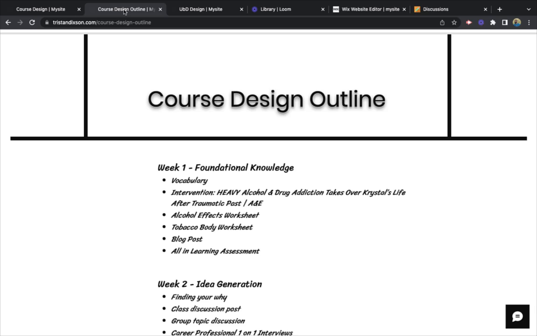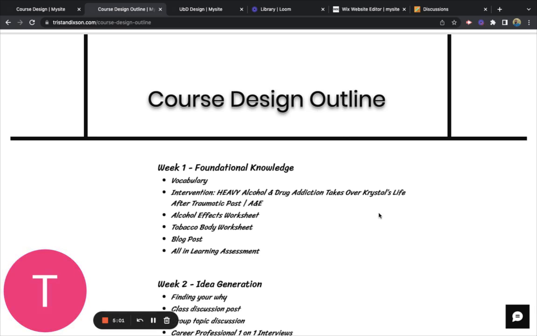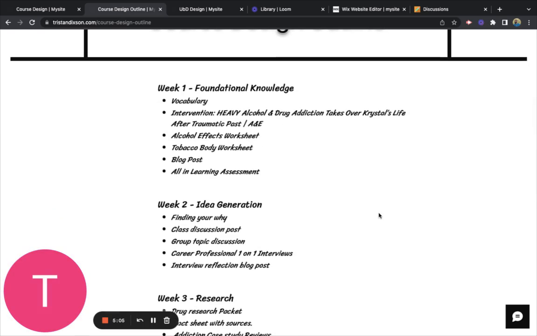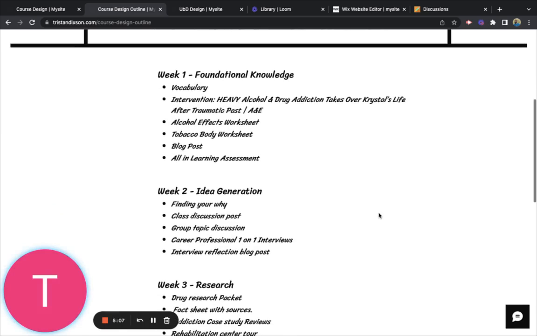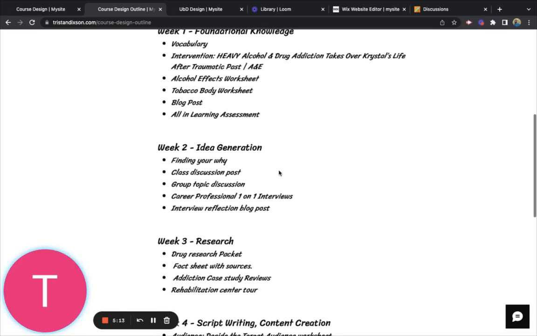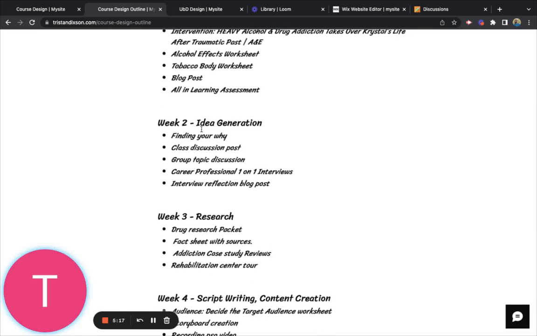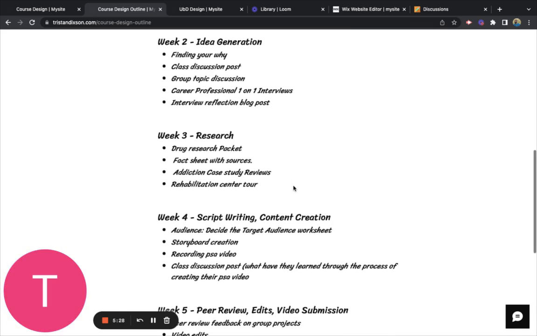And then last but not least, the course design outline. So this is my outline for the 5-week unit. So week 1, it will be the foundational knowledge with the vocabulary, all-in learning assessment, blog posts. And then week 2, I have the idea generation, them coming up with the ideas, finding out their why, doing their reflection post, group topic discussion.